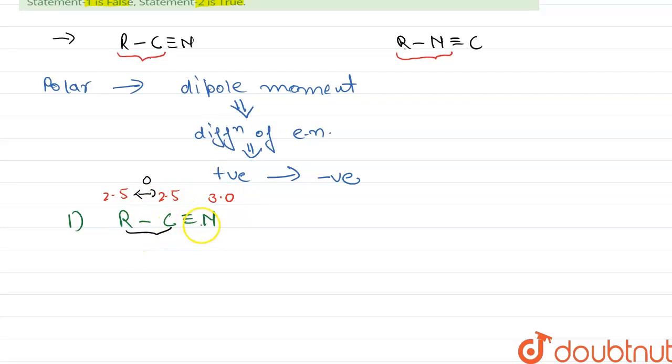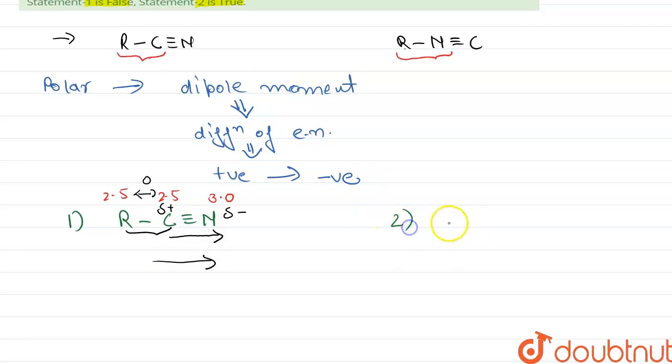But here in the carbon-nitrogen bond, the electronegativity of nitrogen is greater than that of the carbon. So nitrogen will get a partial negative charge and carbon will get a partial positive charge. So the direction of dipole is from positive part to negative part, that is from carbon to nitrogen. So the net resultant dipole is in this direction. Now we will move to the isocyanide group.